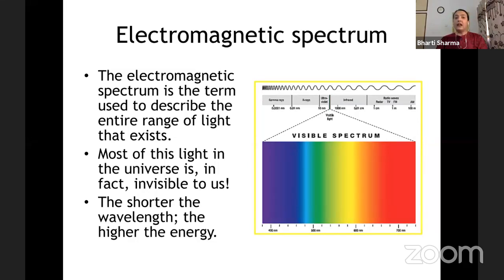You know that the visible light that we see is a part of the electromagnetic spectrum. So I have just drawn a figure for you. The electromagnetic spectrum is the term used to describe the entire range of light that exists. Can you see that the visible light is only a part of it, from the gamma rays to the X-rays? Most of the light in the universe, other than the visible light, is in fact invisible to us. Always remember that the shorter the wavelength, the higher the energy of the light.